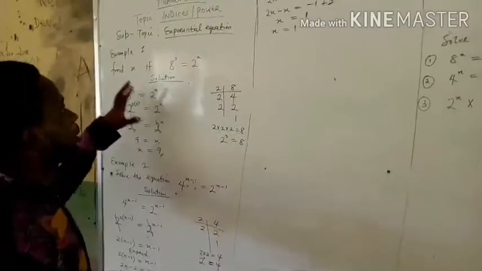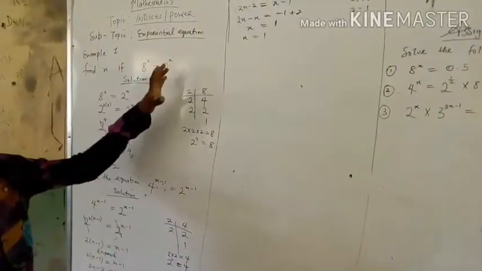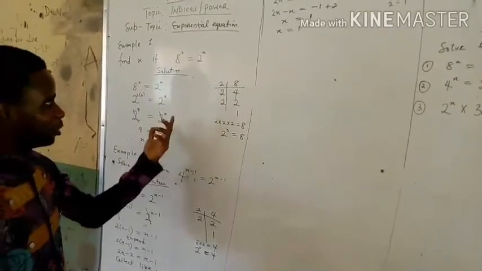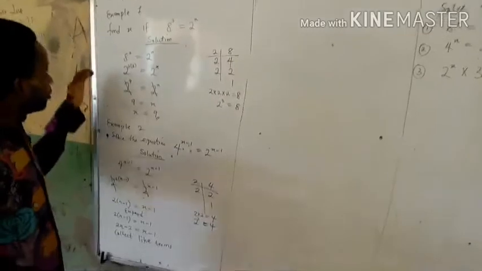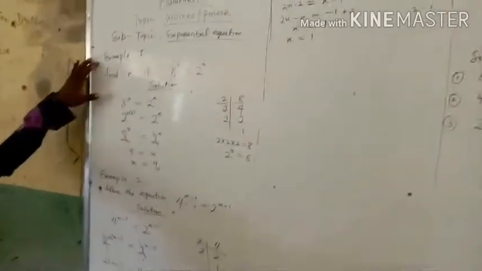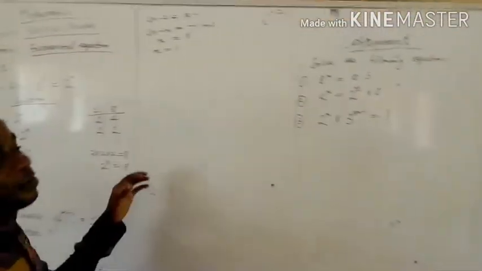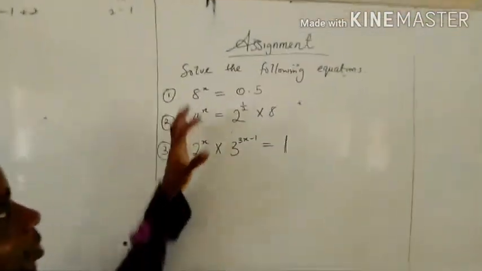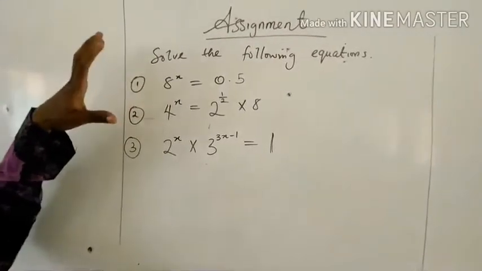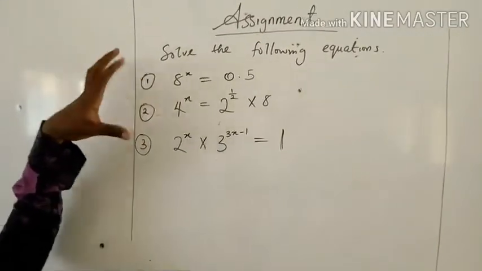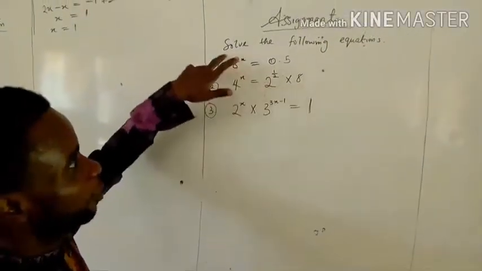So you've seen how we solve an exponential equation looking for the unknown, right? These are just the steps we use. It's very easy. Okay? We did example 1, example 2. So I'm going to leave you with some assignment, just a short assignment. You solve the questions and send the solution to our YouTube page. Okay? So this is just the assignment.